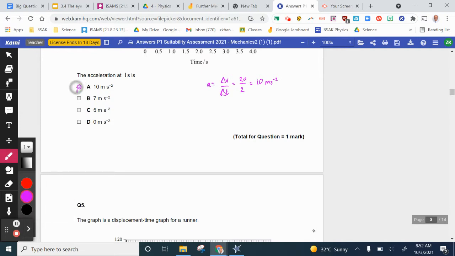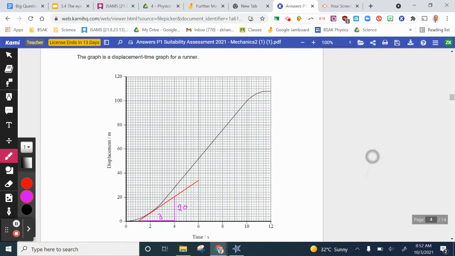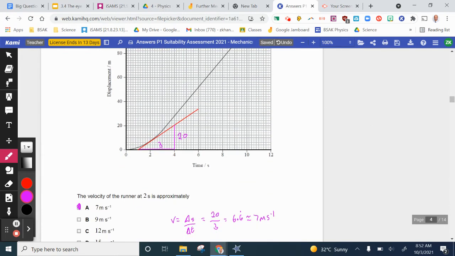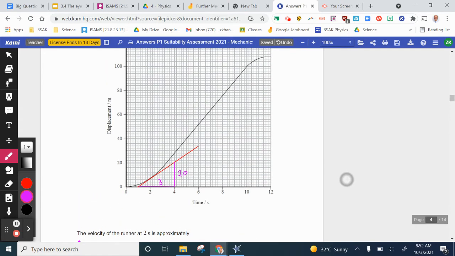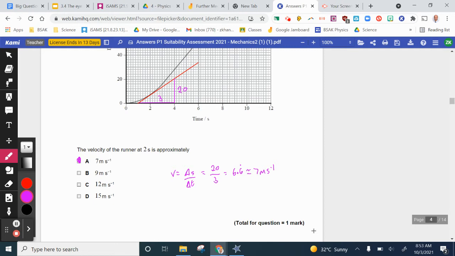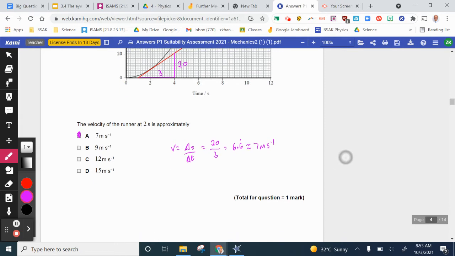Okay, next question 5. It's a displacement time graph, and if we want to find the velocity on a displacement time graph, you need to take the gradient. Now at 2 seconds, it is a curve, so we need to draw a tangent. So I've drawn a tangent here, and I've chosen a triangle there, and the rise is 20, the run is 3, and 20 over 3, 6.6 recurring, approximately 7, and that is answer A.